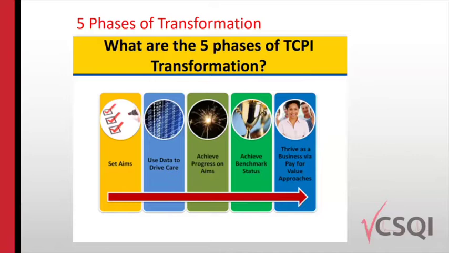So for those of you who have been enrolled for a while, you'll recall that Ivan walked you through the 5 phases of TCPI transformation. And those of you who are just started, you'll be seeing more about this. But these are coming from the national project level. The 5 phases, each focused on a specific area or a type of activity, from setting aims, which is phase 1, milestone number 13 on the specialty practice tool, where you set an aim that says, this is what we're going to do by this date.